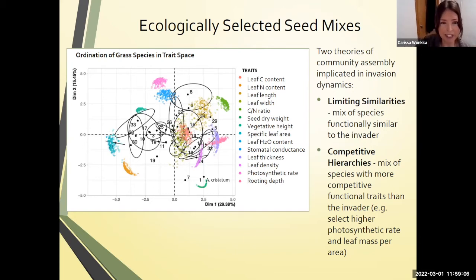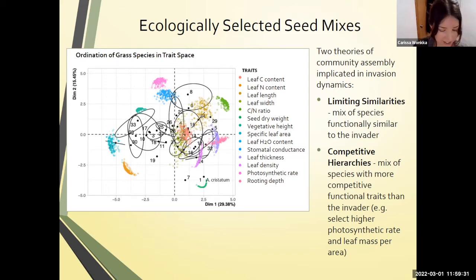Here, the numbers represent the species. This black dot, number one, is our invader, crested wheatgrass. According to limiting similarity, we would want to pick species that were very similar in trait space to our invader. So we picked species like 7, 24, 32. And I did write down what these were.